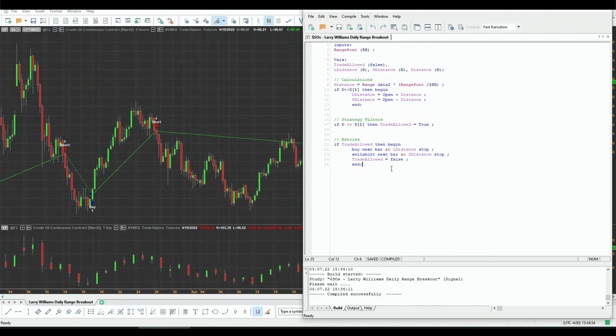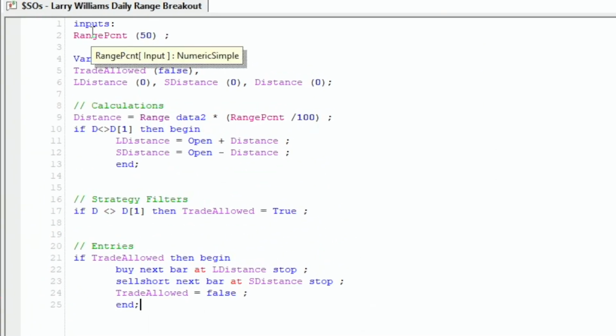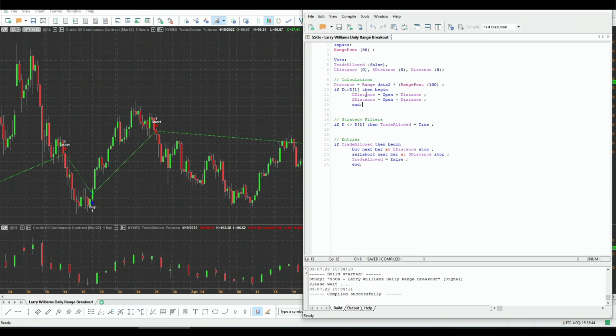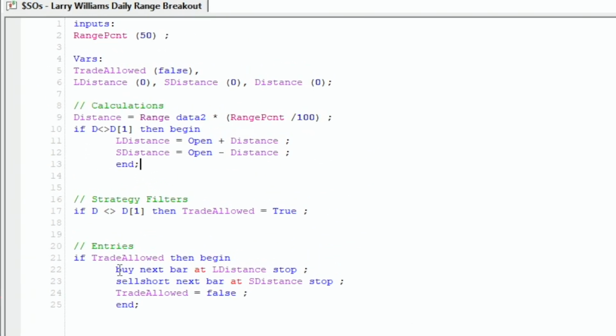So here are the rules for the strategy. It's very simple. The input is a range percentage, so we can optimize this value to see what's the best range to enter. Let's look at the calculation. We're calculating the long distance, which is the open plus the distance, and the short, which is the open minus the distance. And the distance is the range of data 2, this is the daily bar, times a multiple, which is the input. So we are defining the distance by using this formula. Once we define the distance, then we can buy next bar at the long distance stop, or we can sell short.